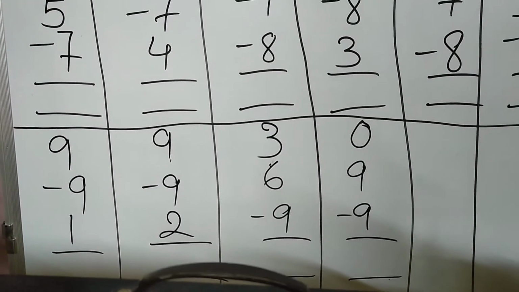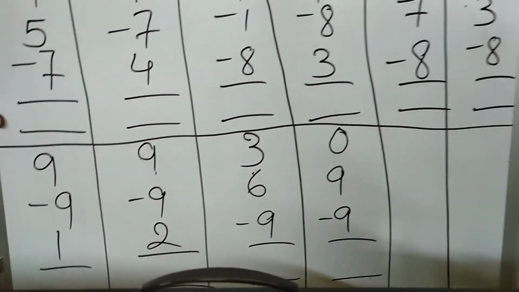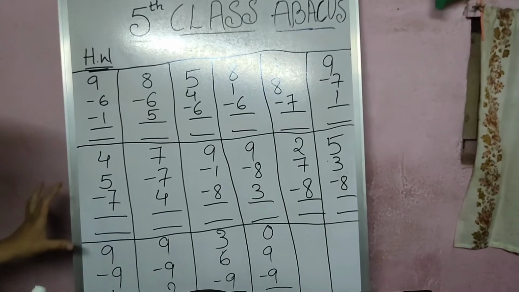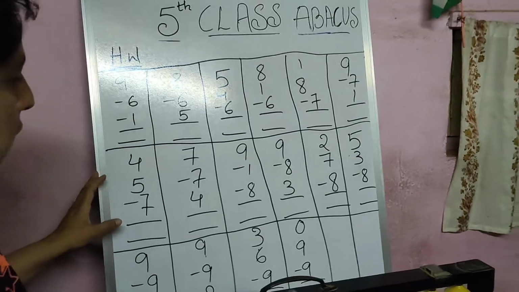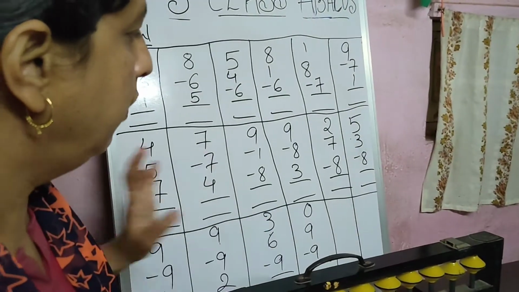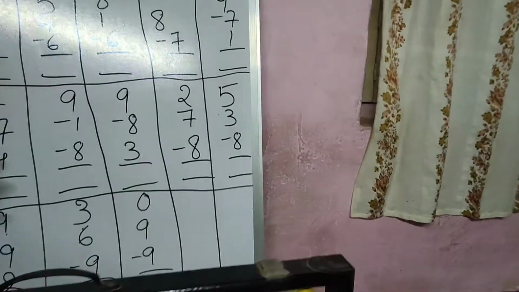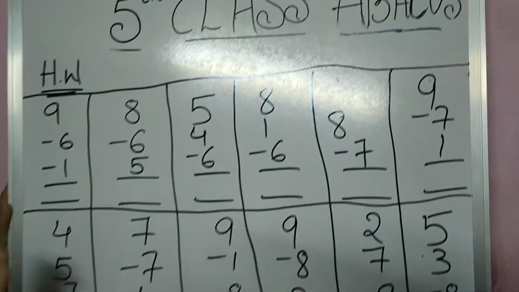There are some sums. First row you have to practice 5 times. Second row you have to practice 5 times. 5 to 10 times. If you are getting more interest, you can practice it 10 times also. And this also you have to practice 10 times. So pause the video and take down the homework. Next time I will give the answers for this.